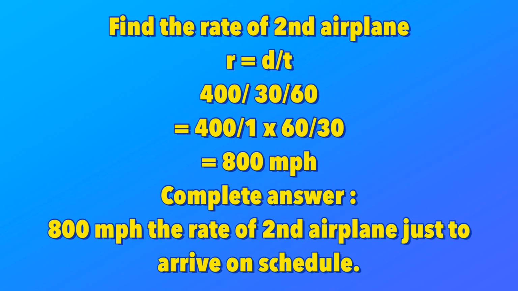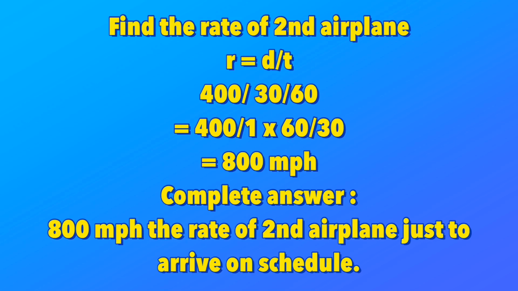Our next step is to find the rate of the second airplane, which is required in the given problem. So the rate is equal to D over T, that's our formula. The distance covered is 400 over 30 over 60. Why 30 over 60? Because the time covered is 30 minutes. We have to divide this by 60 minutes because our rate is expressed in miles per hour. That's why we're going to divide the 30 minutes by 60 minutes.